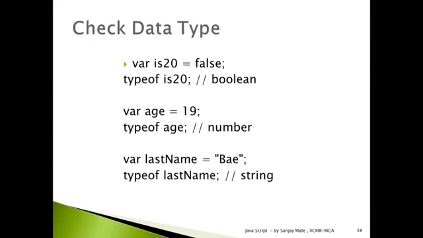You can check the data types of the variables. Where the value is 20 now, and you are writing false, so you are giving true or false to that variable. So it is a type of Boolean. If I'm assigning 19, that is a number, to the age, then you are having the age as a number. If you are assigning a string to the last name, then the variable is of type string. So you can get what type of variable it is, or what type of data it is holding, using typeof. That is one operator, typeof. Just write typeof and the name of the variable.